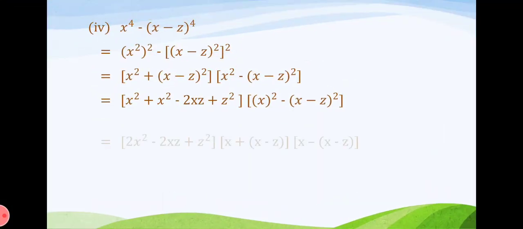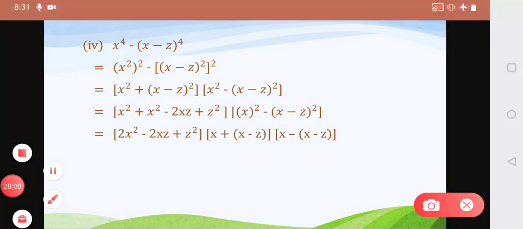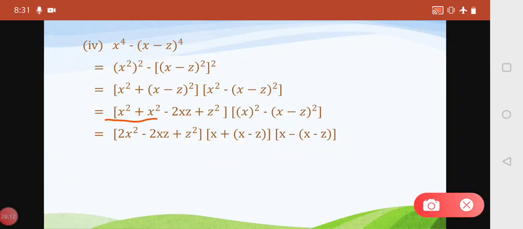So further we will get x square plus x square, so it will become 2x square. The remaining terms we cannot do anything with, so we will write them as they are. So we will get 2x square minus 2xz plus z square. Here we are applying identity 3, so one time we will add and one time we will subtract.